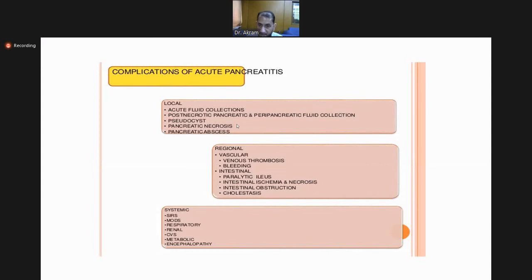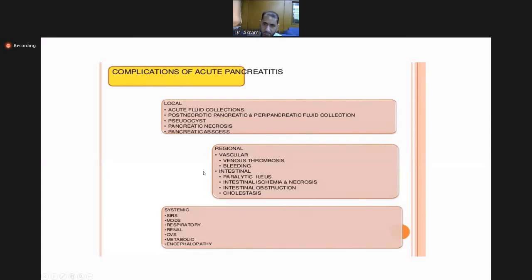Pancreatic necrosis and pancreatic abscess are very dangerous conditions. The patient develops sepsis and the mortality becomes high. Sometimes these two conditions need surgical intervention. You need to do a necrostomy, debride the pancreas, wash out, put different drains there and keep the patient in the ICU. No doubt these are very dangerous conditions, with very high morbidity and mortality.